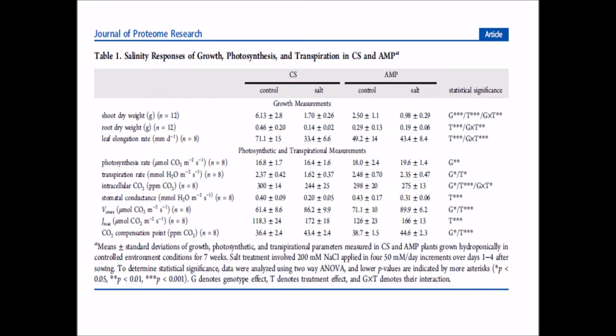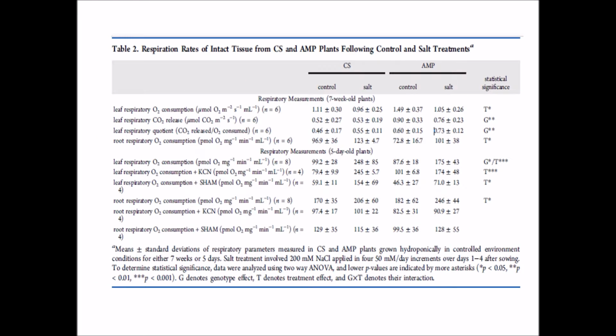In table 2, we are able to differentiate the short-term adjustments induced to cope with the onset of stress from long-term impacts of NaCl. In 7-week-old plants, salinity induced lower rates of respiratory O2 consumption, perhaps linked to slower provision of substrate. Root respiratory O2 consumption increased under salinity stress in both genotypes, reflecting energetic demands of ion exclusion. AMP leaves exhibited higher rates of respiratory CO2 efflux compared to CS under both control and salt treatment.